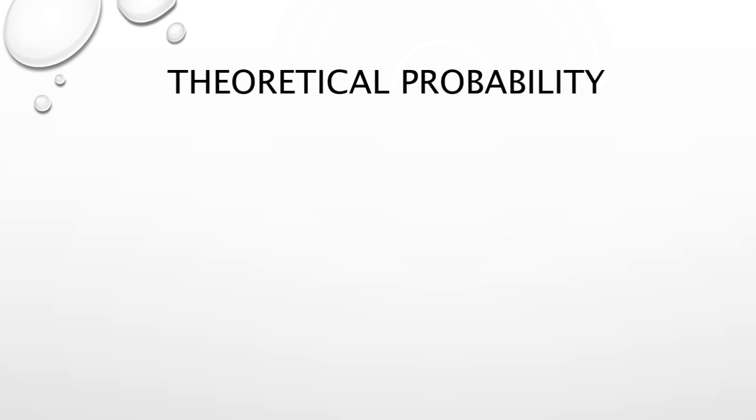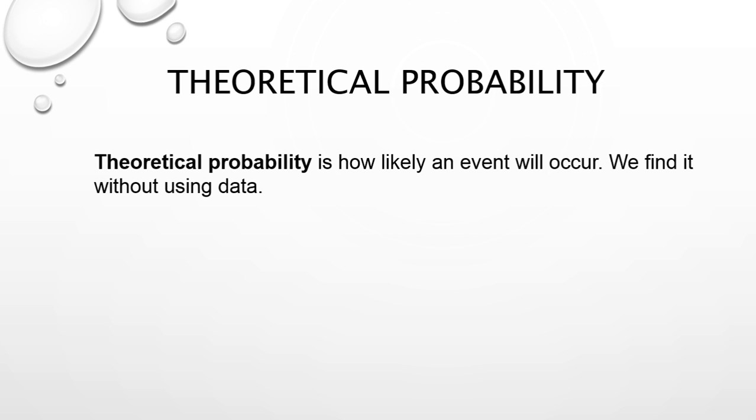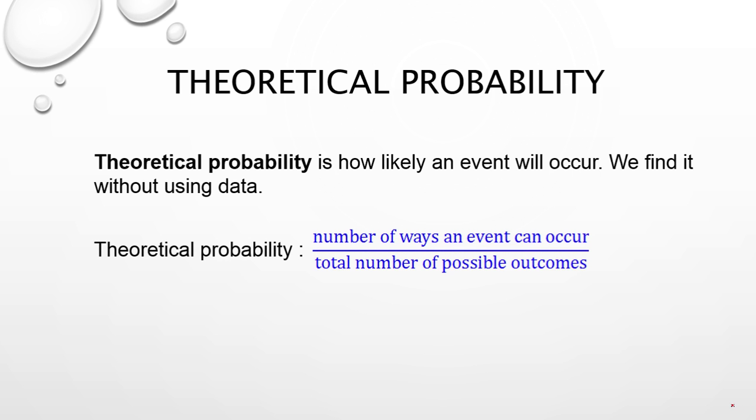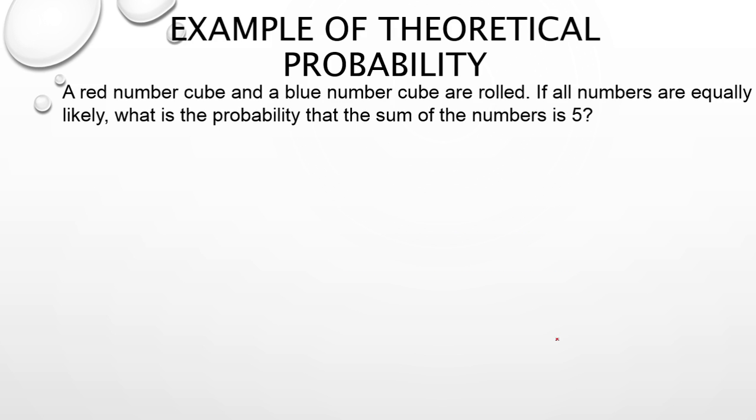Alright, theoretical probability. Theoretical probability, like we mentioned earlier, is how likely an event will occur. We do not need to actually do anything to find the theoretical probability. It is based on what we know. So here's the formula. Theoretical probability is equal to the number of ways an event can occur divided by the total number of possible outcomes.